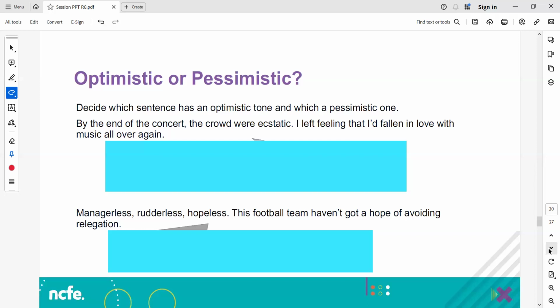So decide which sentence has an optimistic tone and which sentence has a pessimistic tone. By the end of the concert, the crowd were ecstatic. I left feeling that I'd fallen in love with music all over again. And then the second one: managerless, rudderless, hopeless. This football team haven't got a hope of avoiding relegation. The first one is optimistic. Good. Well done.